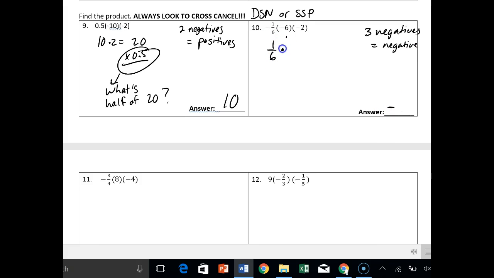So 1/6 times, put this over 1, 6 over 1 times 2 over 1. We look to cross cancel. We don't have to flip anything because it's multiplication. So 6 and 6 can cross cancel. They both become 1, and then we just multiply straight across, right? So 1 times 1 is 1, times 2 is 2. 1 times 1 times 1 is just 1. So negative 2 is my answer.